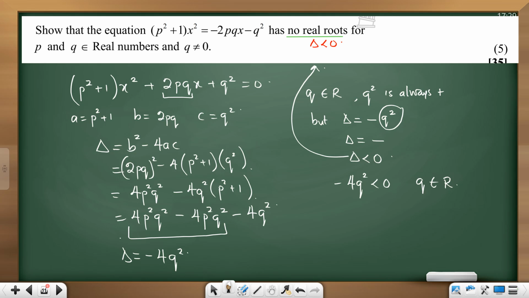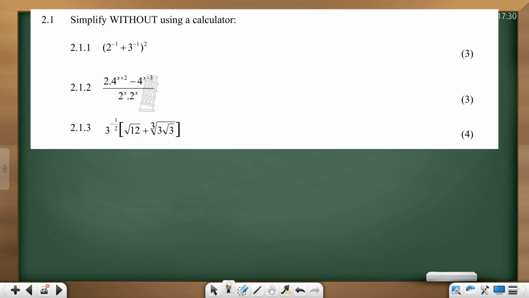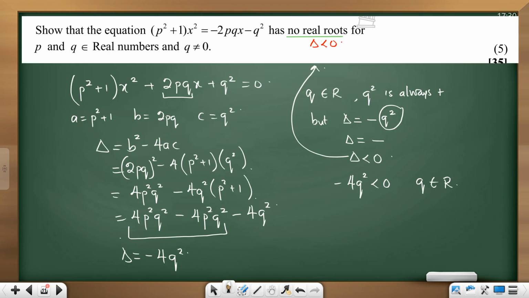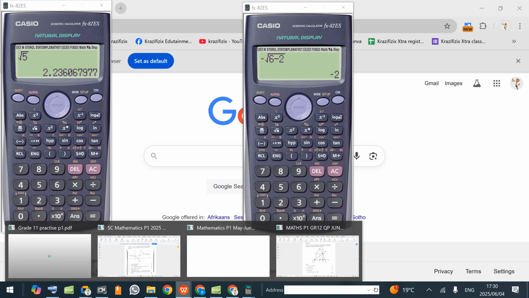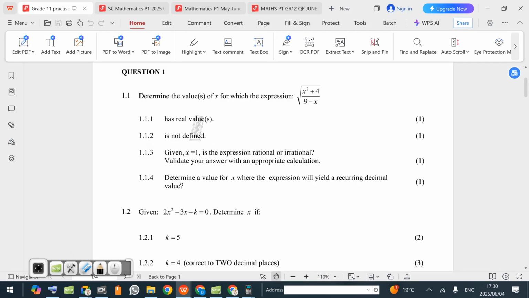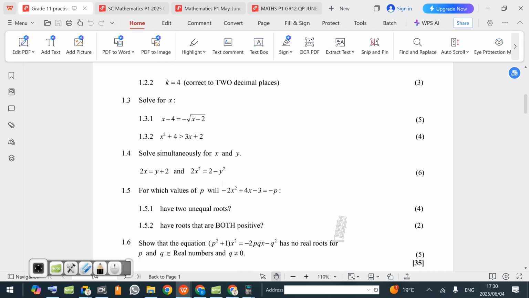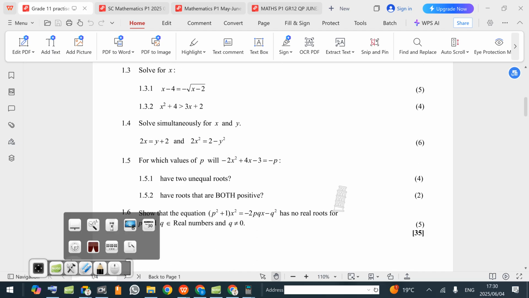Are we good? Don't tell me I jumped simultaneous in this paper. Everybody okay? Did I jump simultaneous? Yes, I did. Let's fetch it. We need to fetch that simultaneous quickly.